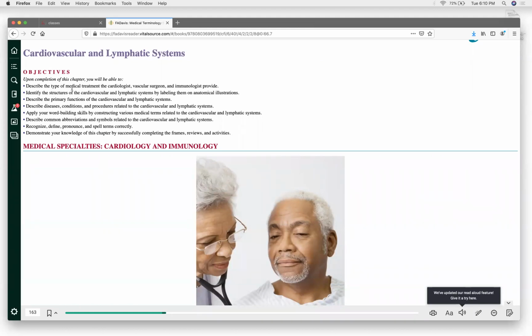So if you look at the objectives here, the first thing I always ask is the type of medical treatment, or who are the people in your neighborhood? So who are the cardiovascular people, who's the vascular surgeon, what's the cardiologist, who are these immunology people, what's this lymphatic system? So that's the introduction. And then primary functions. Now, you could also use this text in your physiology class, because look, it has primary functions in it. And remember, we stated we're just going to touch on the diseases, but only on the major ones.